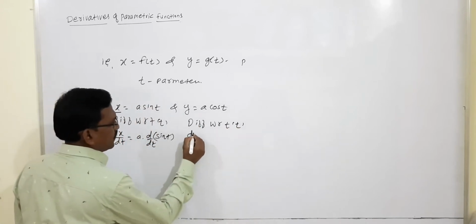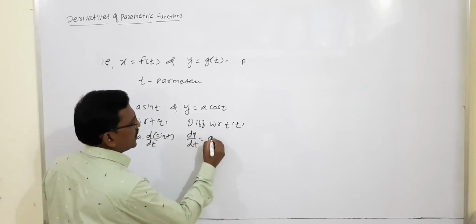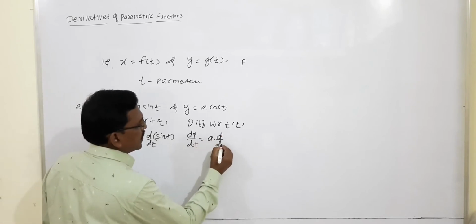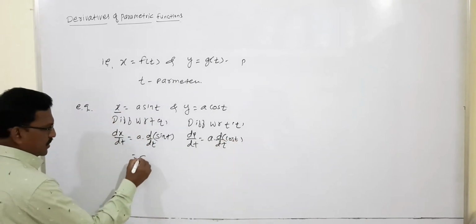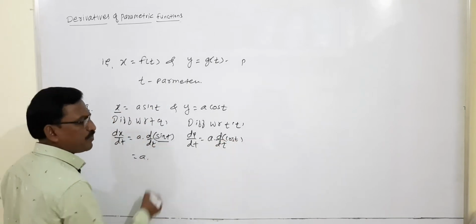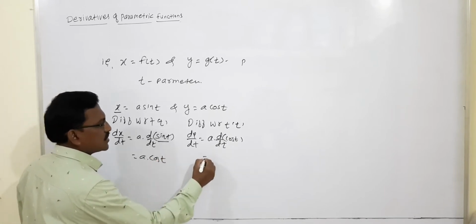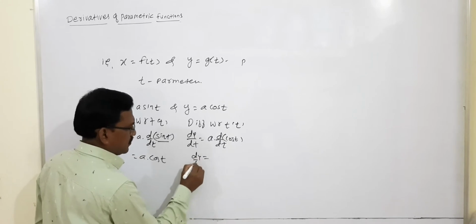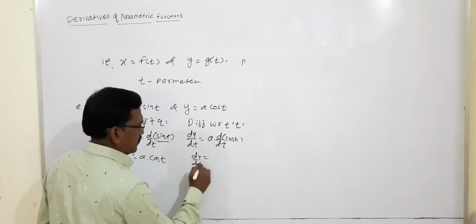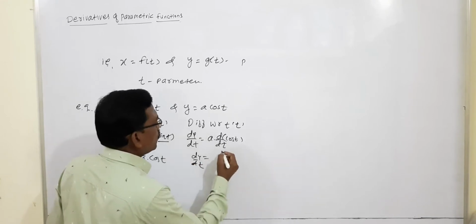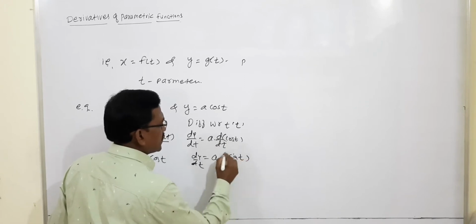Similarly, we differentiate y with respect to t. dy by dt is equal to a, constant as it is, and we take the derivative of cos t. Here a is constant as it is, the derivative of sin t is cos t, and on this side dy by dt is equal to a constant as it is, and the derivative of cos t is minus sin t.